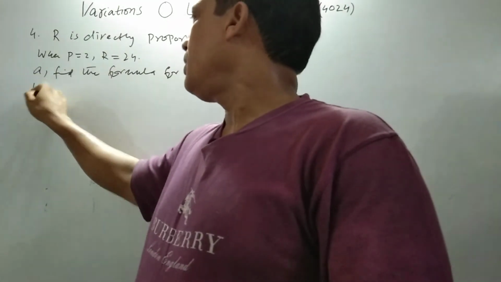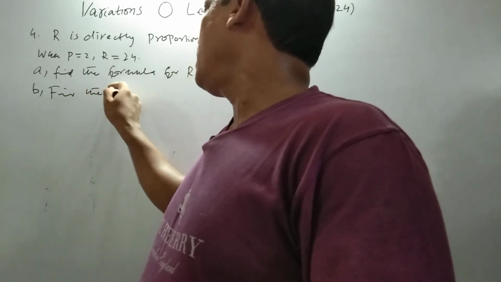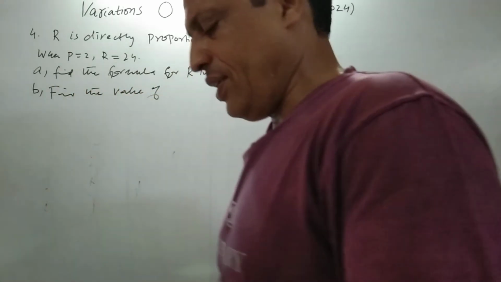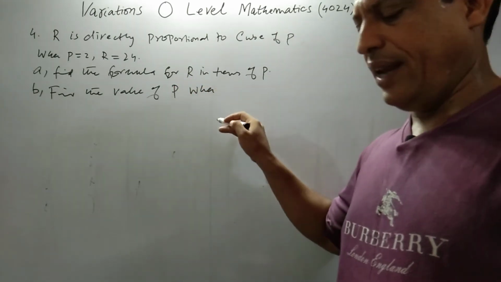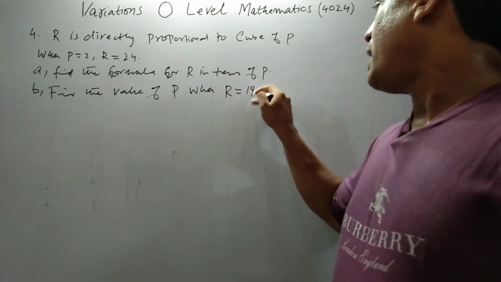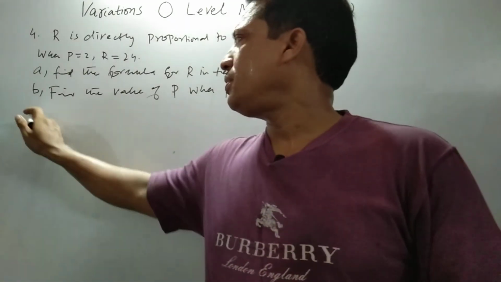Part B, find the value of P when R is 192. Very easy question.